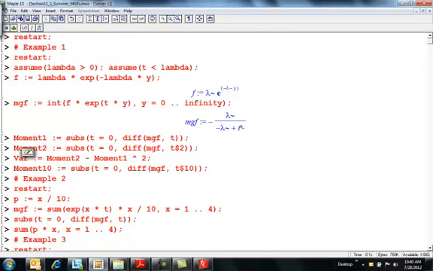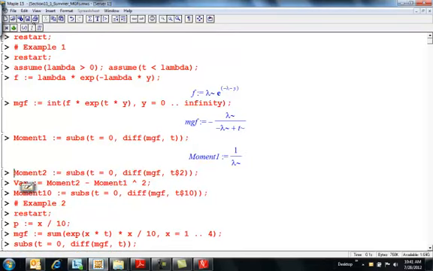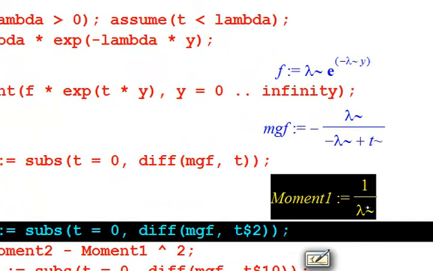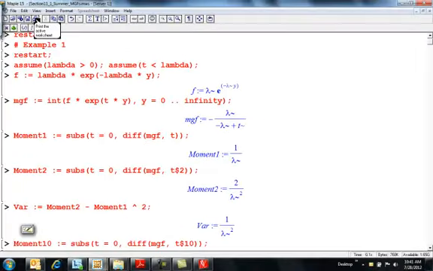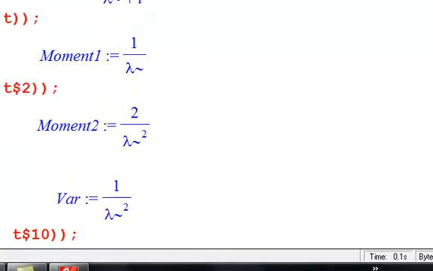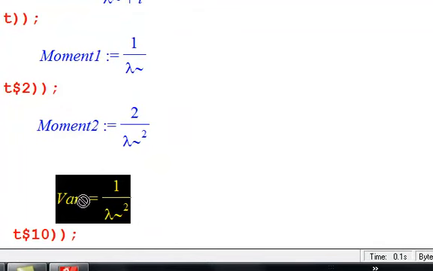This is what we just did. The first moment: take the derivative with respect to t, and then stick in t equals 0, and you'll get the first moment, which is the mean. So let's put it there and execute it. The first moment of an exponential is 1 over lambda, which is the mean of an exponential. I can find the second moment. Remember, that's not the variance, that's just the second moment. And then the variance is the second moment minus the first moment squared, and this is what you get.